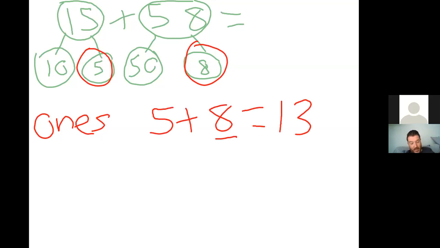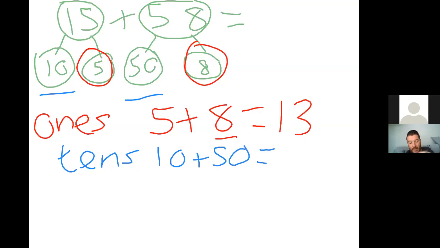Then you're going to add on your tens, which is 10 add 50. Again, I would start with 50 because it's the bigger number. So 50 is 5 tens. So 5 add 1, which is 1 ten, would give you 6. So 6 tens is 60, isn't it?